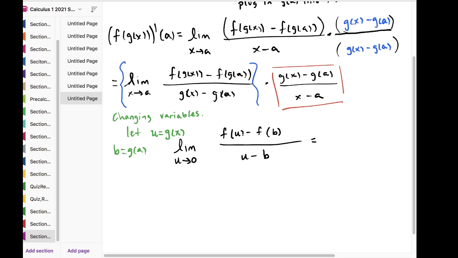But u doesn't matter, right? Yeah, it's just a derivative. It'd be f prime of b. The u doesn't matter because I'm taking u to 0. It's the variable I'm taking to 0, so that's why it's the derivative. X isn't special, right? It's just a variable. So this is f prime of g of a.